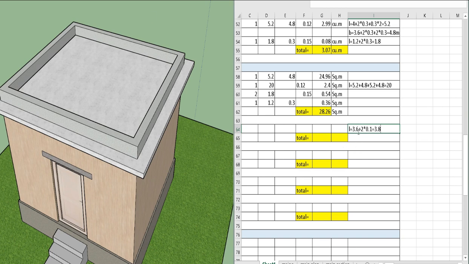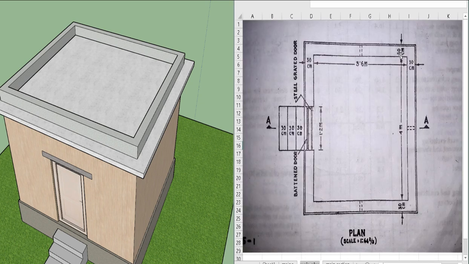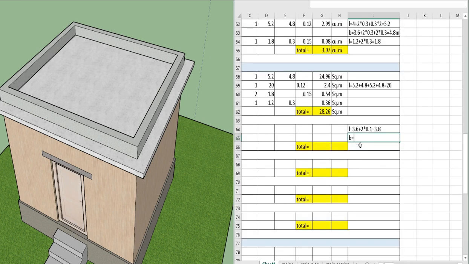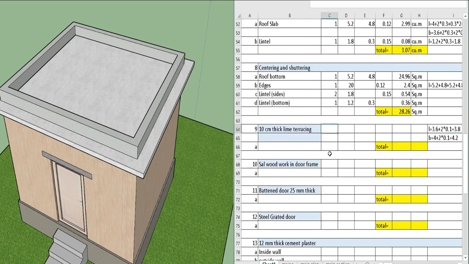Similarly, we have the internal dimension 4 meter, and if we add 0.1 from this side and 0.1 from this side, then it will be its width. Breadth equals 4 meter plus 2 times 0.1, that is 4.2 meter. So length equals 3.8, breadth equals 4.2. The lime terrace is of very negligible thickness, that is 10 centimeters, so we neglect its height, and its total quantity is 15.96. Length is 3.8 meter. Breadth is 4.2 meter. We don't consider the height of lime terracing, and the total quantity is 15.96.